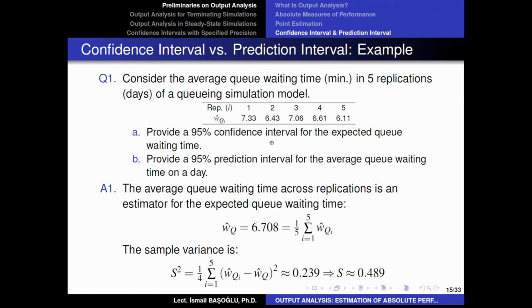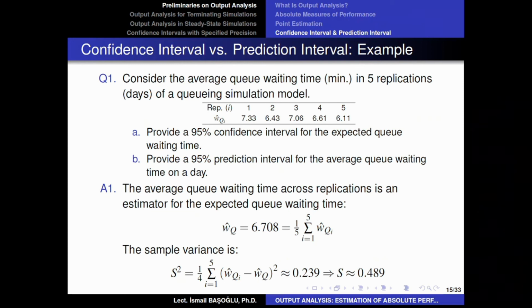Now, in order to give the most reliable or most accurate result for the expected queue waiting time, I need to take the average across the replications, and that average is 6.708. Of course, you see there is a variance between the days. Even though I estimate the expected queue waiting time, that is just going to be the expectation. In some of the days, we are going to see long queues. In some of the days, we may see very short queues. Therefore, the queue waiting times may change from day to day.